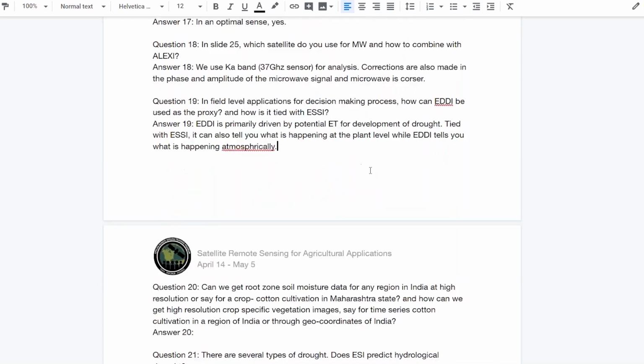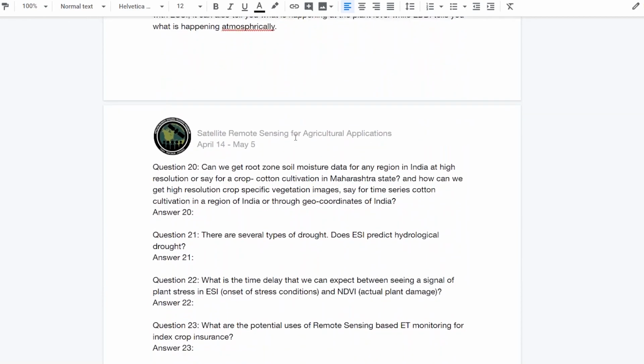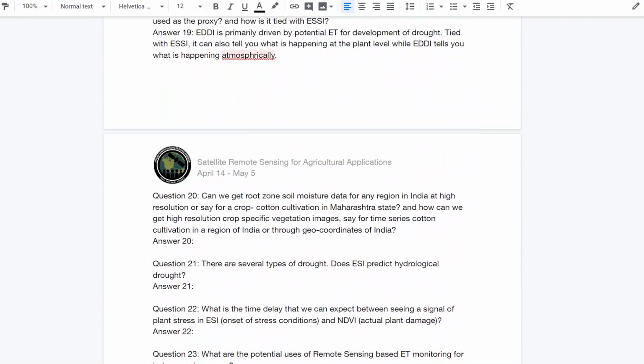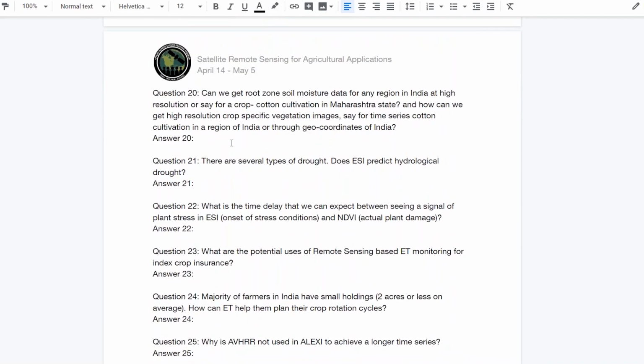Okay, question 20 is very specific to a part of India. Can we get root zone soil moisture data for any region in India at high resolution, or say for a crop, cotton cultivation in the Maharashtra state? And how can we get high resolution crop specific vegetation images, say for time series cotton cultivation in a region of India or through geo coordinates of India? It is a very specific question. I think the real answer is no.